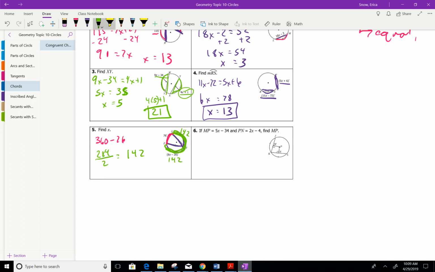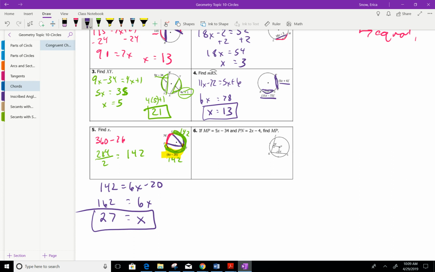So if this arc down here is 142 and it's also 6x minus 20, after we found that, we can set those equal. So 142 equals 6x minus 20. 6x equals 162. And x is going to be 27. There you go.